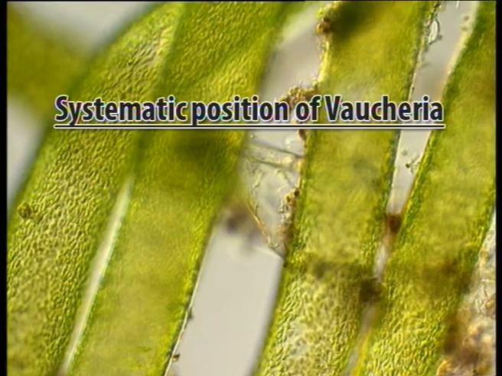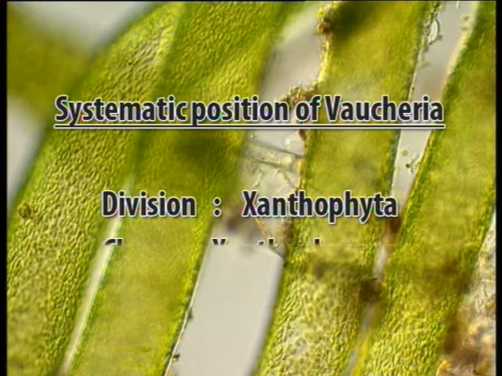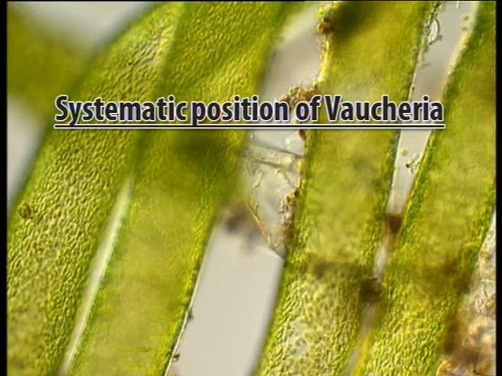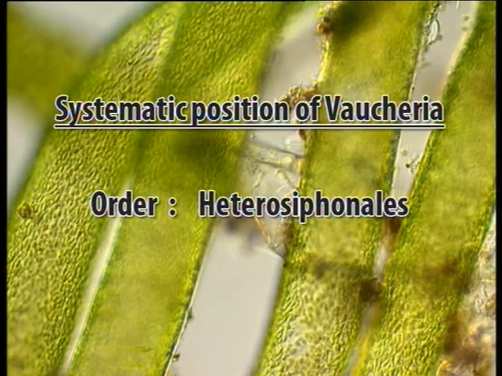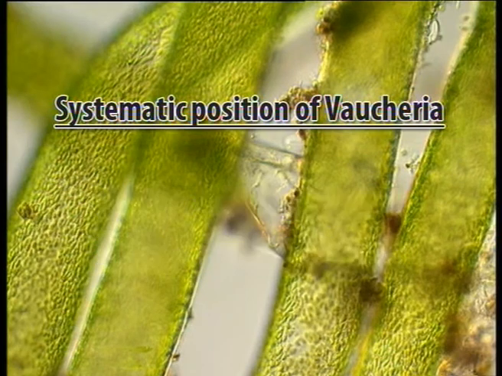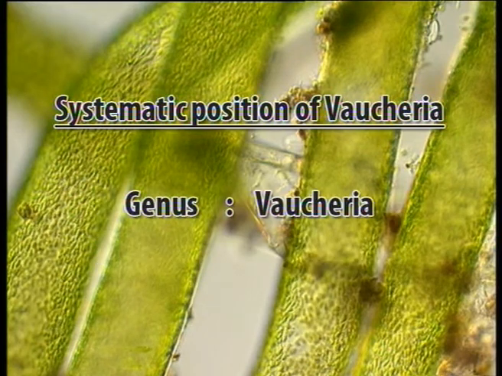Thus, according to the latest view, the systematic position of Vaucheria is as follows: division Xanthophyta, class Xanthophyceae, order Heterosiphonales, family Vaucheriaceae, genus Vaucheria.